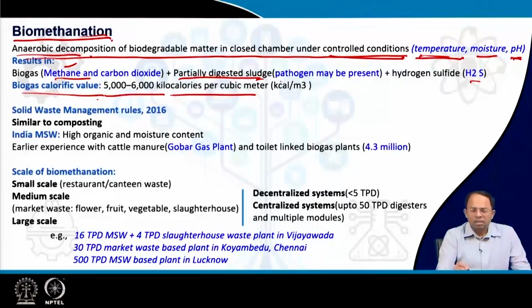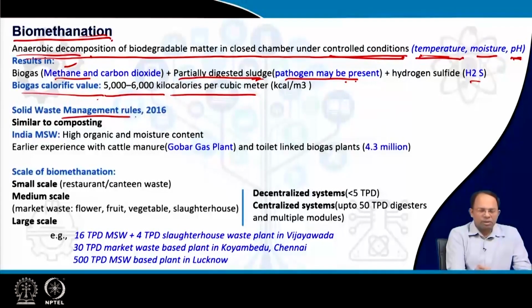And because the temperature is sometimes not as high as that of normal composting, pathogens may remain. So usually what we do is, when we do biomethanation, the sludge which is generated, we take it out, we dry it, and then we allow it some amount of time for aerobic composting, and that will kill all the pathogens by raising the temperature. So this is basically the biomethanation process.